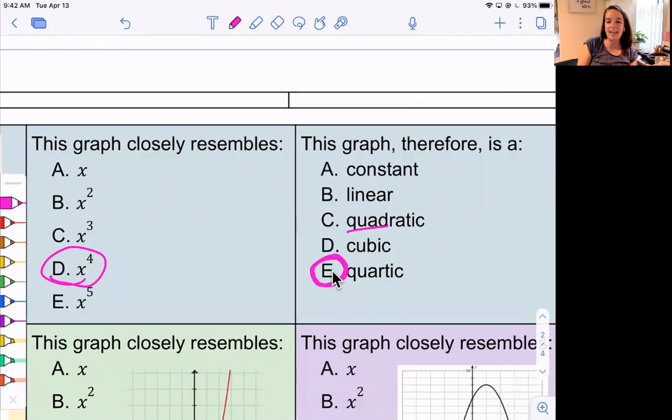Quad is a fake, like it's a false cognate, right? Quad feels like it should be 4, but it's actually not. It's x squared. Remember, quadratic means x squared. So if you have x to the 4th, it's quartic, 4 quarters in $1.